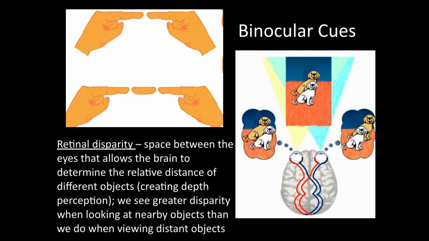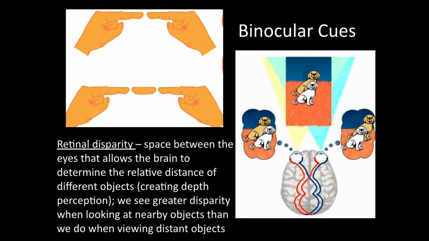Again, just coming back to retinal disparity to review: the space between our eyes means that each eye takes in a bit of a different image, and when those images are combined, it enables us to perceive depth. Just remember, binocular cue means two eyes. So this is how we perceive depth using both eyes.